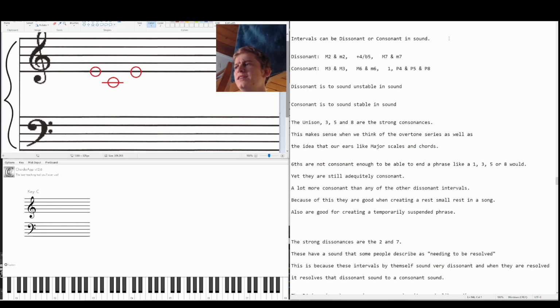So intervals can be dissonant or consonant in sound. Our dissonant intervals consist of the major second, the minor second, the augmented fourth, which is also known as the diminished fifth, then our major seventh, as well as our minor seventh. So dissonant is describing the sound of not being very settled. So it's not a stable sound, it's unstable in sound. While our consonant intervals are going to be describing a sound that is more stable.